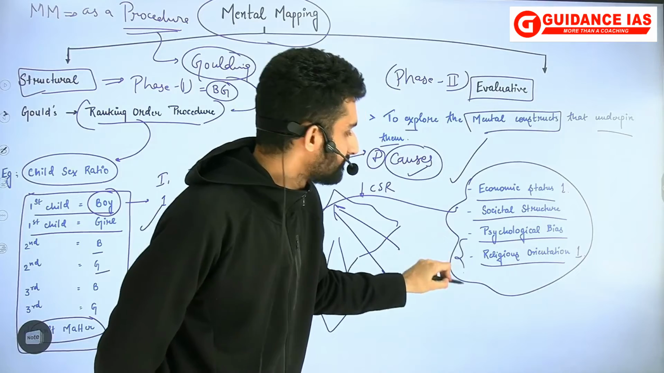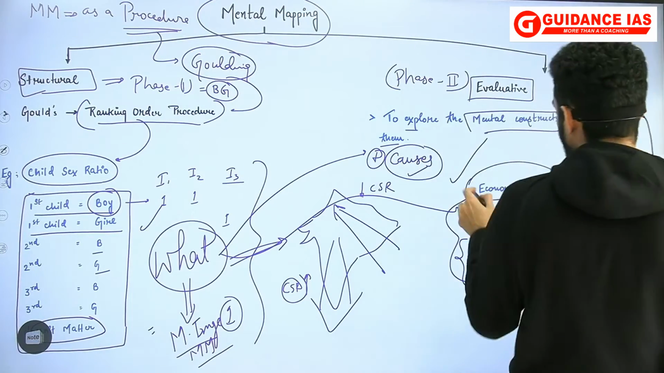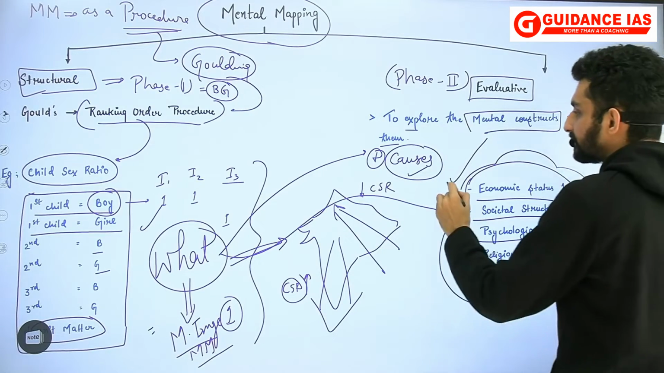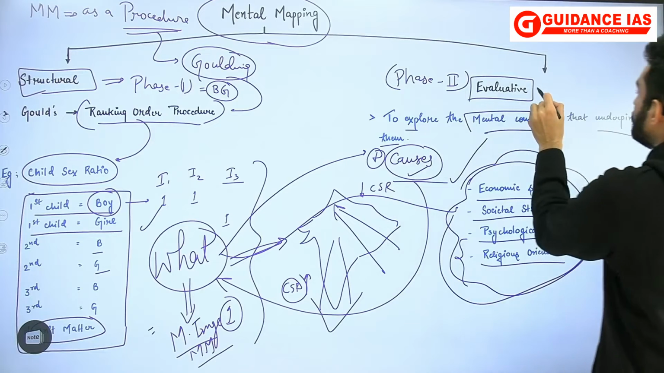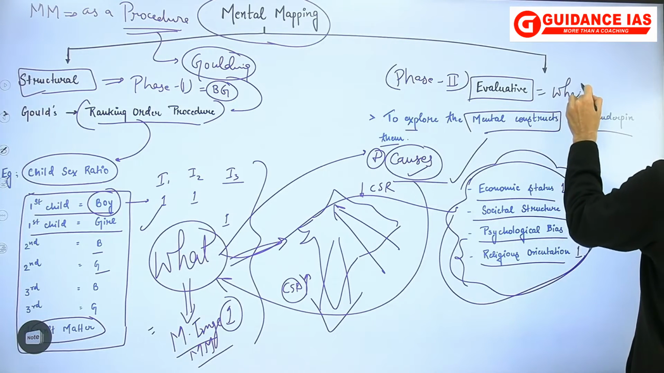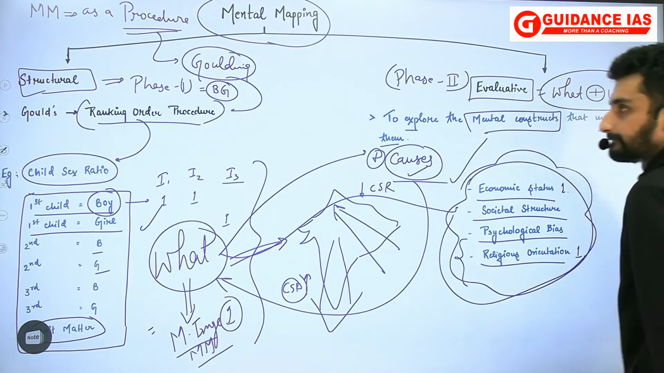Confidence on the male child. They are the bread earners of the societies or the families. So all those biases are actually the causes behind this particular behavior. So this phase 2 evaluative mapping is actually giving us what plus why as well. I hope it is clear.